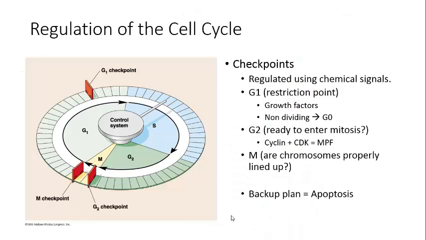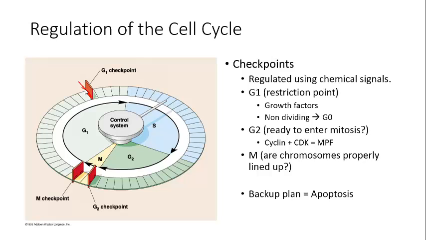The cell cycle is very tightly regulated. There are three different checkpoints: the G1 checkpoint, the G2 checkpoint, and the M checkpoint. The checkpoints are going to be regulated using various chemical signals. Chemical signals tell the cell to transition from one stage or one phase to the next. The first checkpoint is called the G1 checkpoint, and the G1 checkpoint is really important. It's called the restriction point because that's when the cell needs to decide whether or not it's going to divide.